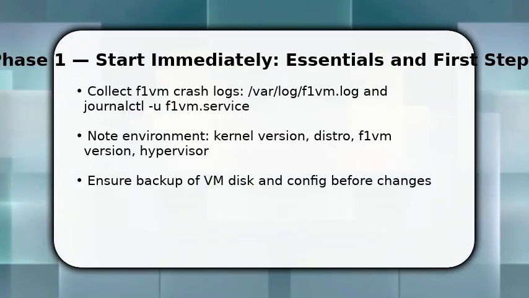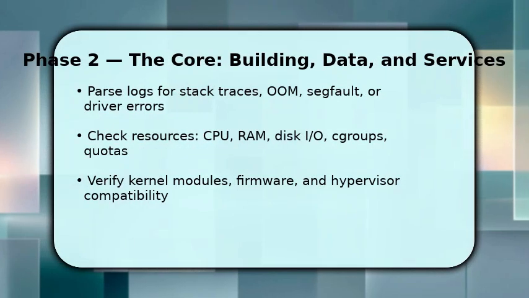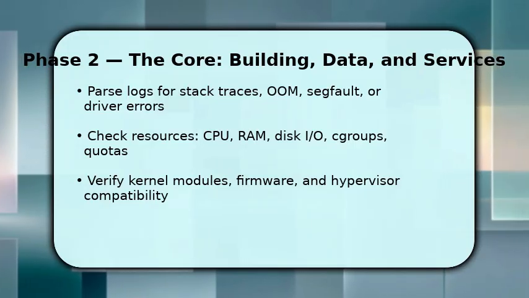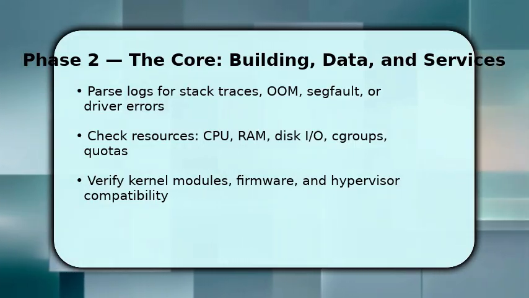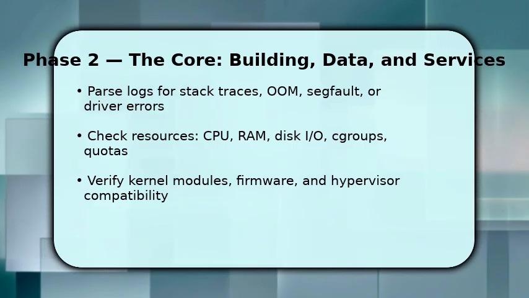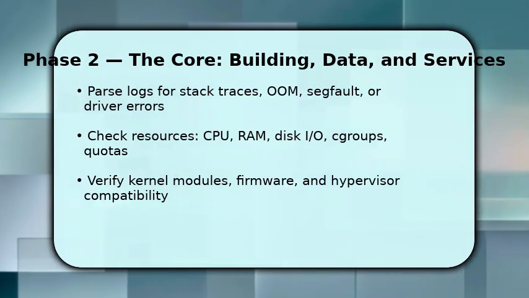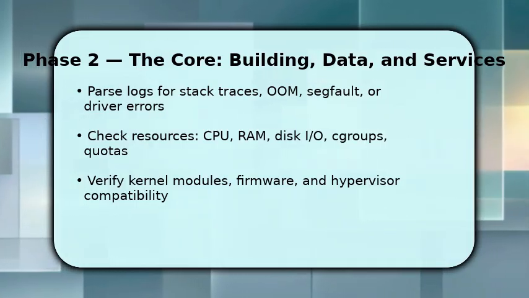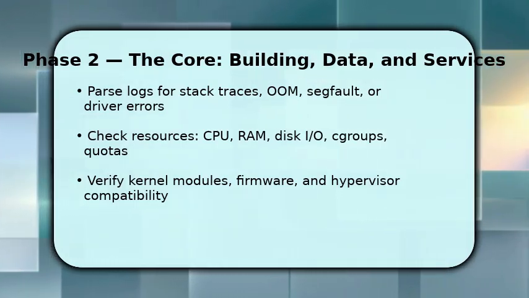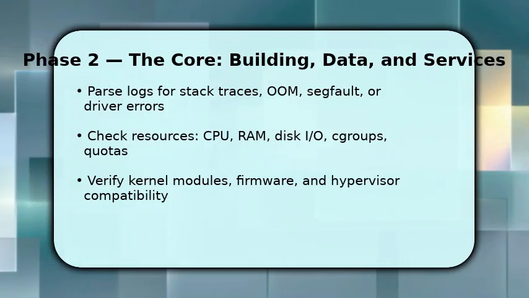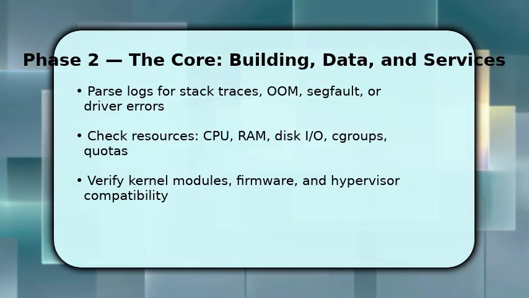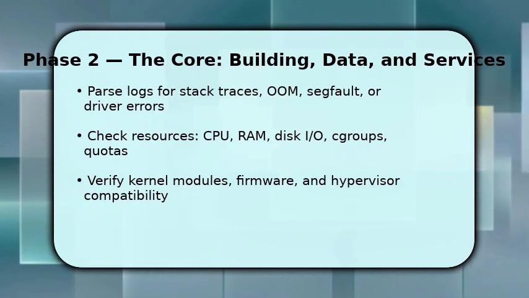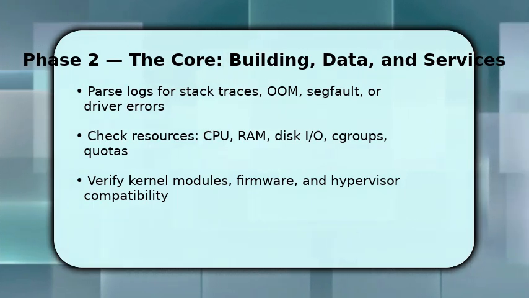Scan stack traces and look for OOM killer, seg faults, or specific driver failures. This tells you whether it is resource exhaustion, memory corruption, or incompatible code. Next, measure CPU, RAM, and disk I/O under load to rule out bottlenecks and check C group limits and quotas. Also confirm kernel modules, firmware, and hypervisor versions match F1vm requirements. Mismatches cause subtle crashes. If you find a suspect, reproduce with a control.